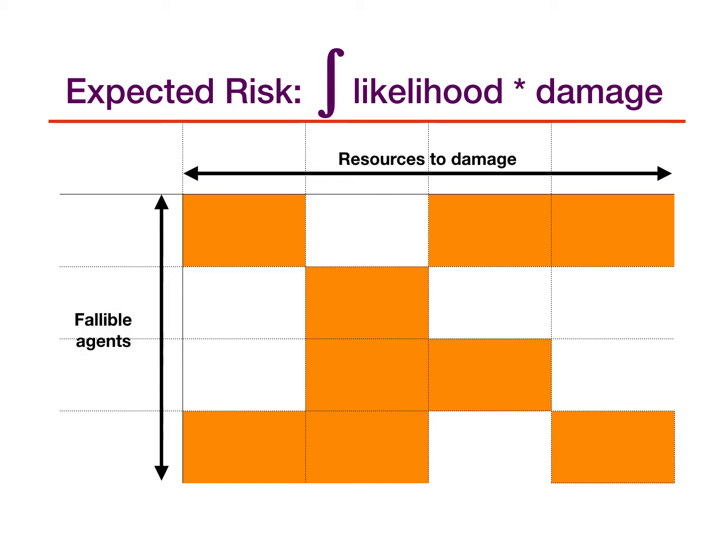Those two things, though, are hard to think about in the aggregate. So instead, we're going to represent approximations to them. In place of the exploitable vulnerabilities, we're going to take a look at the fallible agents, which are given access to resources that they might damage, where the fallible agents might be buggy, might be exploitable, or might actually be malicious. And in place of the damage, we'll take a look at the valuable resources that might be damaged.